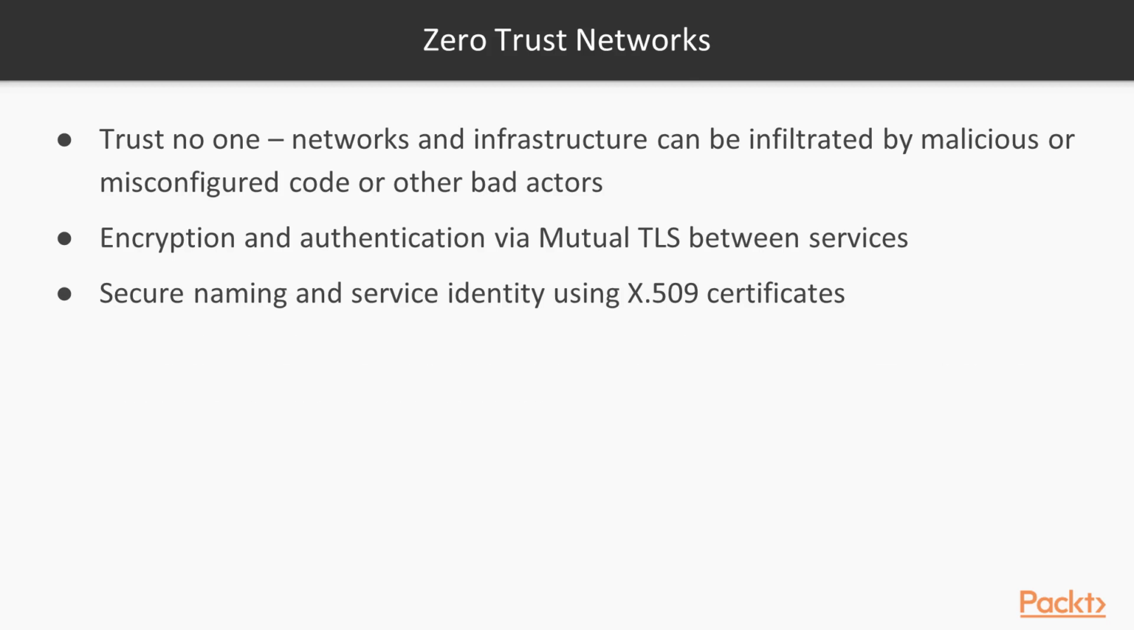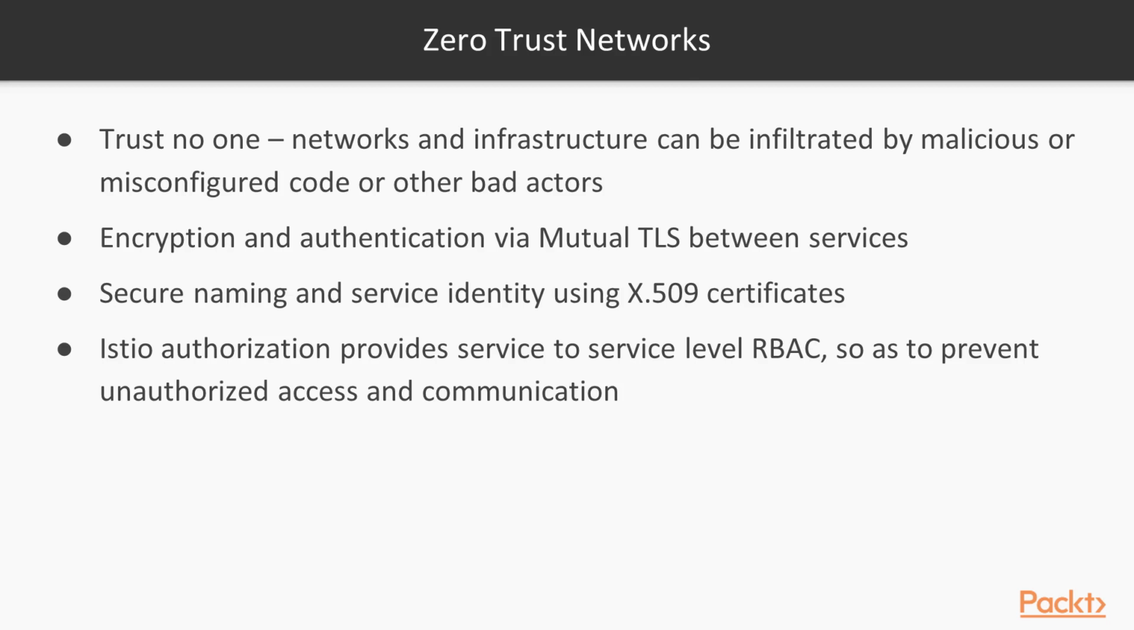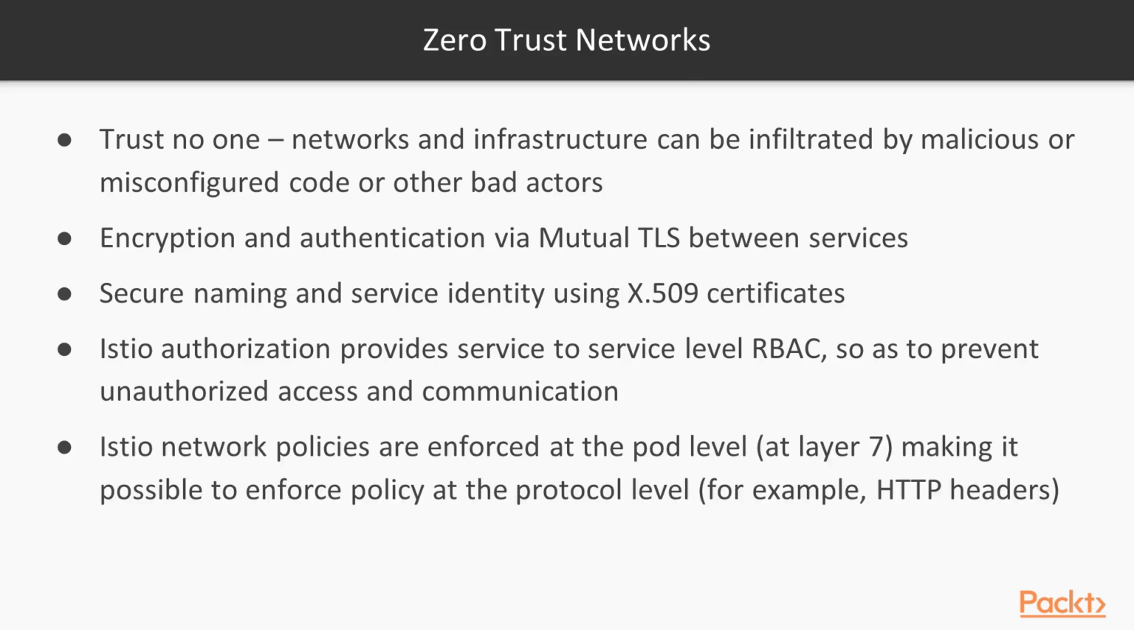We can also use Istio authorization because it provides us a service-to-service level role-based access control to prevent any unauthorized access and communication between those services. And finally, the Istio network policies, they are enforced at the pod level, so that means at the layer 7, making it possible to enforce policy checks at the protocol level.